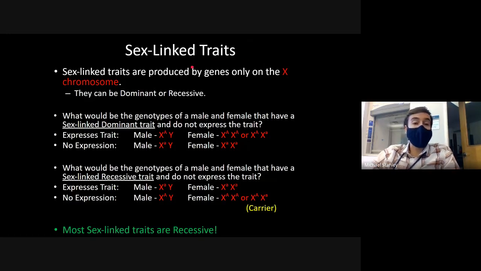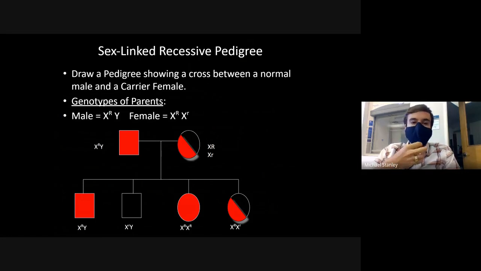All right, so let's take a look at how this can affect some different traits. On a sex-linked recessive pedigree, this is a pedigree where we're dealing with a recessive trait that could be showing up. And so we're going to draw a pedigree showing a cross between a normal male and a carrier female. So this pedigree, actually, now that I'm looking at it, it's kind of backwards. It's flipped around a little bit, where the filled in represents the dominant trait and the empty represents the recessive trait. So we have a dominant normal male and a carrier female. So she has 1 big, 1 little.